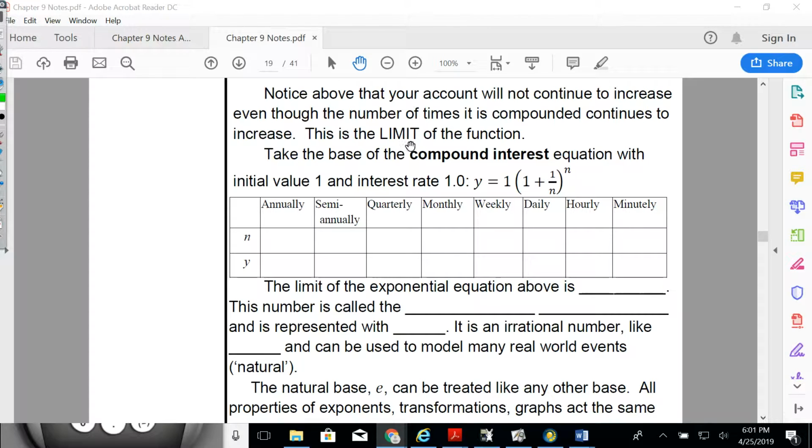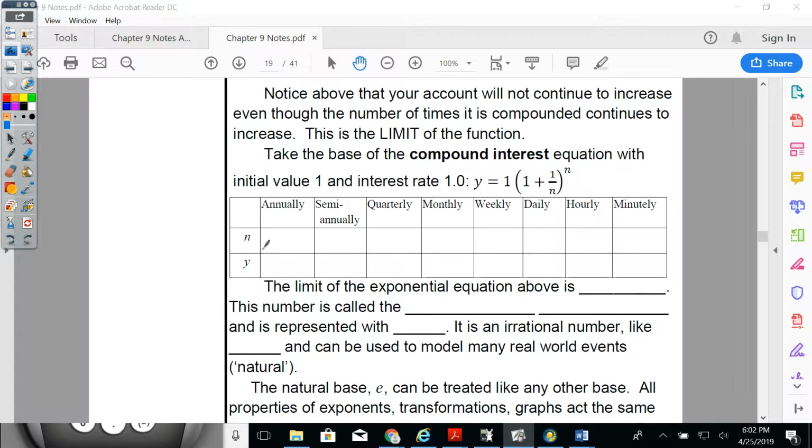So that's a calculus word right there. So let's see what a limit actually is. So here we're going to make everything ones so that it stays pretty much steady. And the only thing we're going to change is the number of times that it's compounded. So here, annually means we compound once a year.